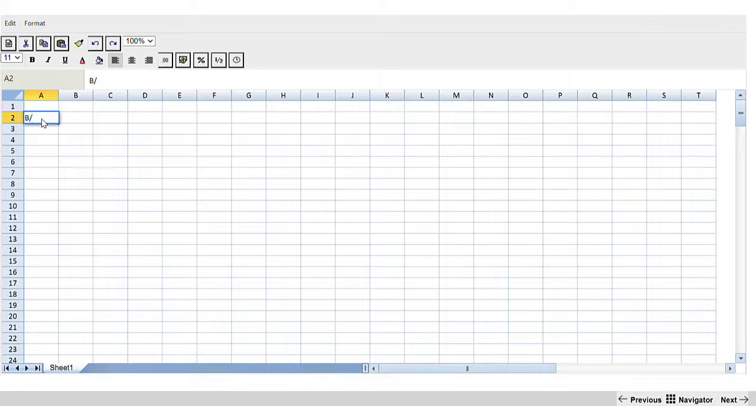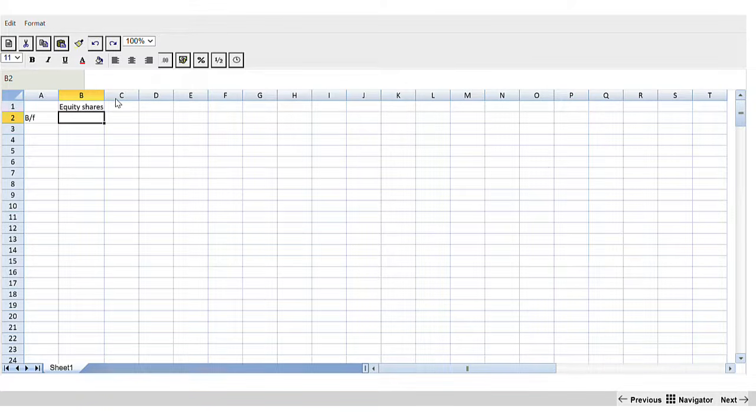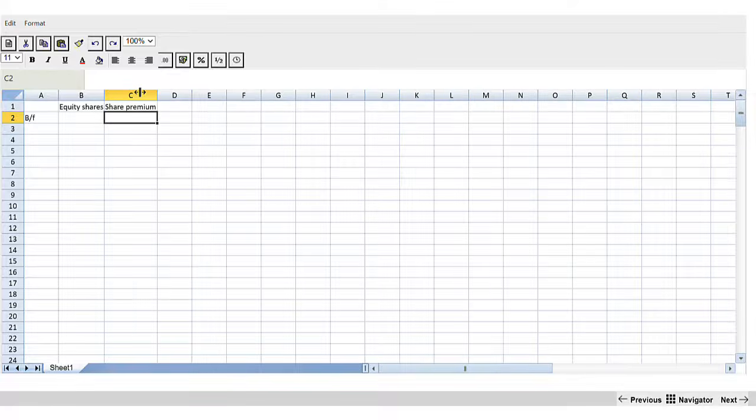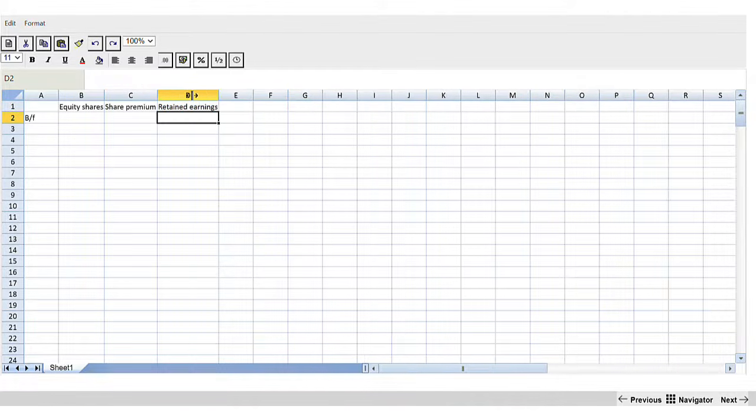So we've got the brought forward, and I'll put in my equity shares. I can double click to the right of the cell, and that will expand it to reveal all. We also have our share premium. Again, double click on the right to reveal all. What else did we have? I think it was our retained earnings. Again, tap it in and then double click just to make sure it's revealed all.